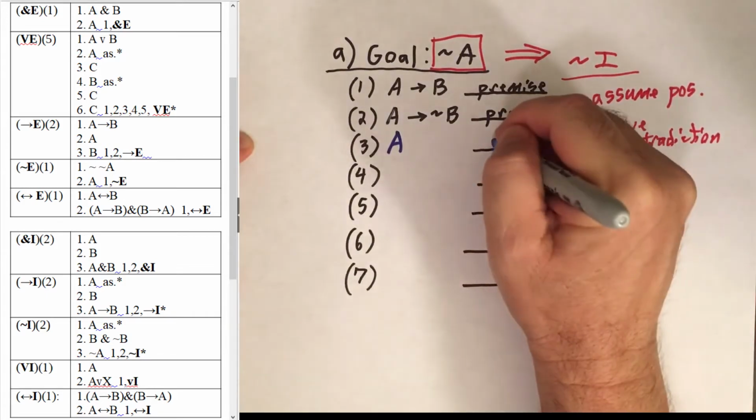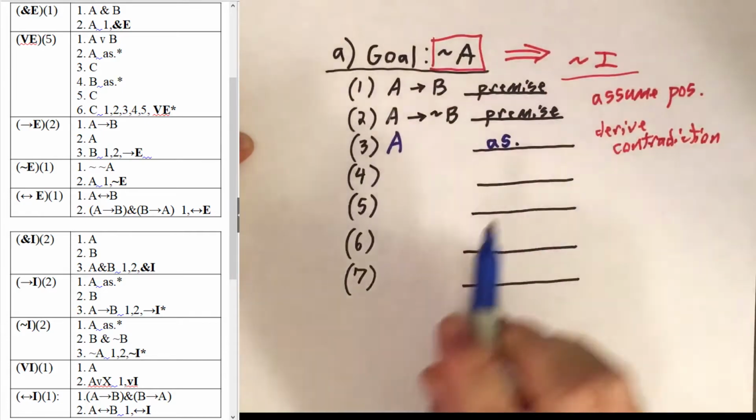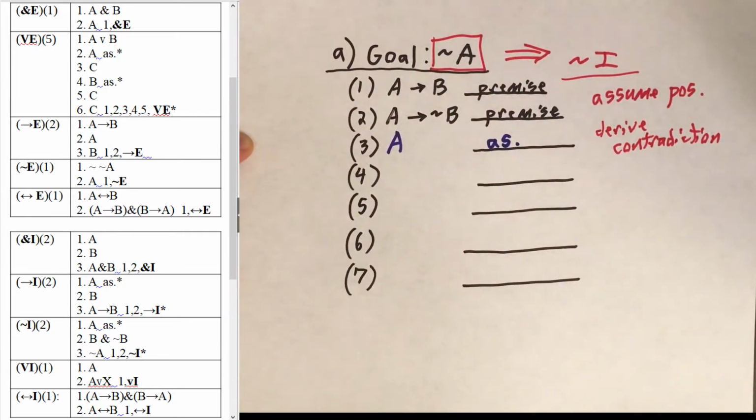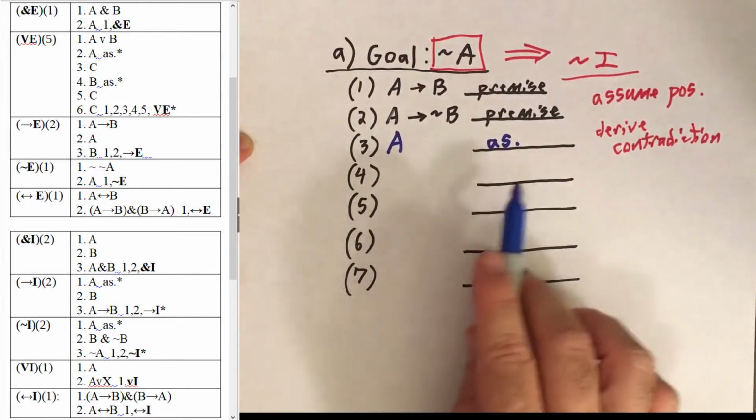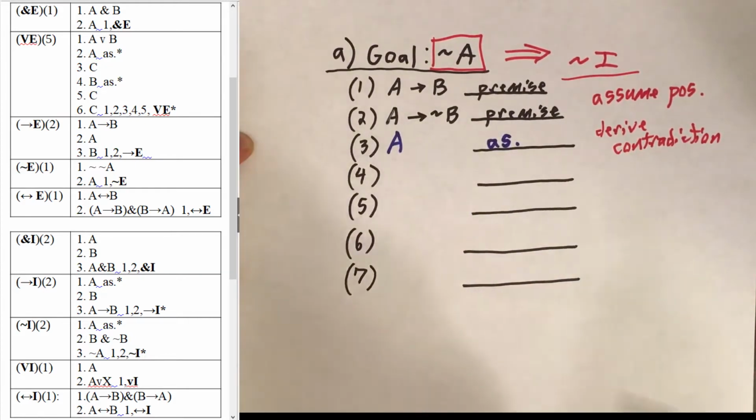Now notice what I'm going to do. I still need to justify every move in my proof, and this one is an assumption. You can abbreviate it, and I'll just write AS.